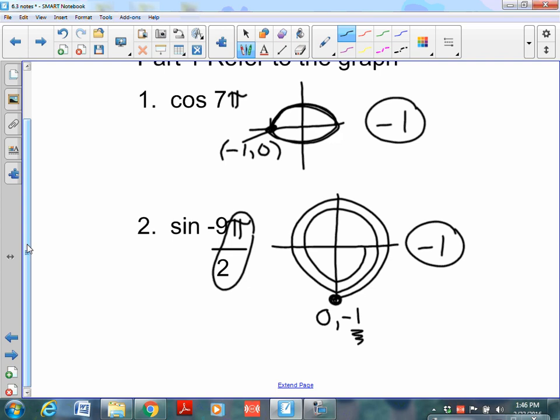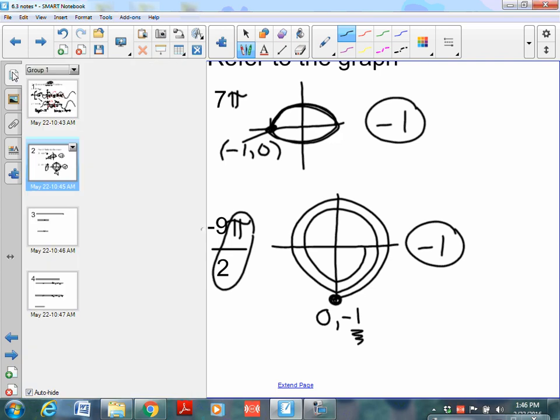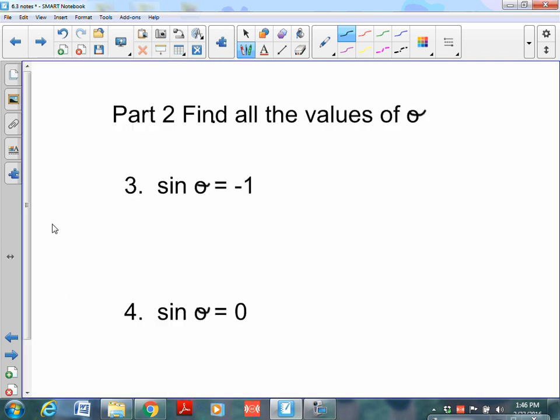Does somebody want one more? I can make up another one. Obviously they're going to land right on the axis. So no more? Moving on. Okay, next part. Find all the values of theta. They want you to find now, if they give you the answer, you have to find the what? What does that stand for? If they give you the answer, you're finding the angle, right? You're finding the angle.